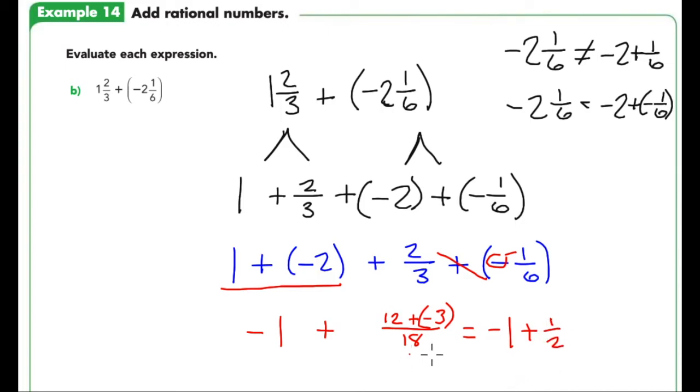Now a common mistake here is we would just combine this negative 1 and this 1/2 to make a negative 1 and 1/2. But what we have to realize is that the signs are different. We have a negative 1 here and a positive 1/2 here. So the signs are different, so we actually have to subtract there. By subtracting 1 minus 1/2 leaves us with a negative 1/2 as our answer.